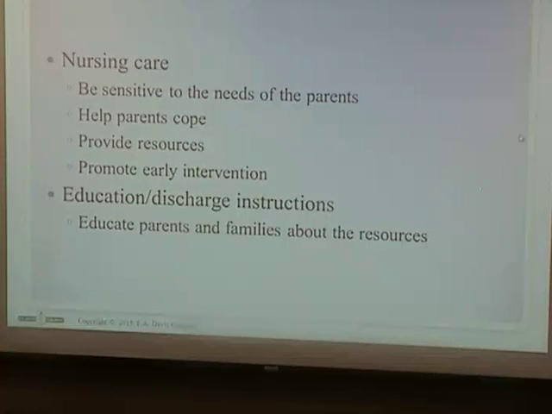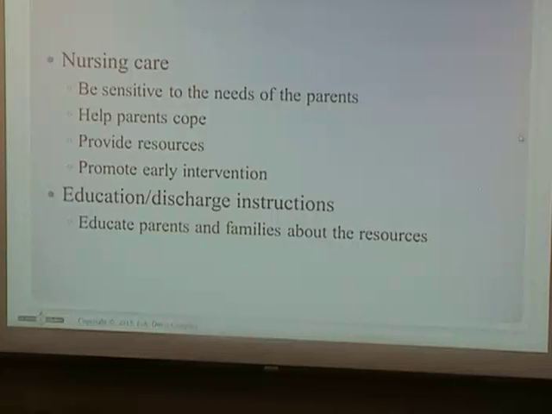And we usually can find Down syndrome in utero with our simple prenatal testing. And most parents who have a baby with Down syndrome know it before the baby is born. But if not, we'll spot it pretty much as soon as they're born. They have a very classic look to them, okay? The nursing care is sensitive to the parents.